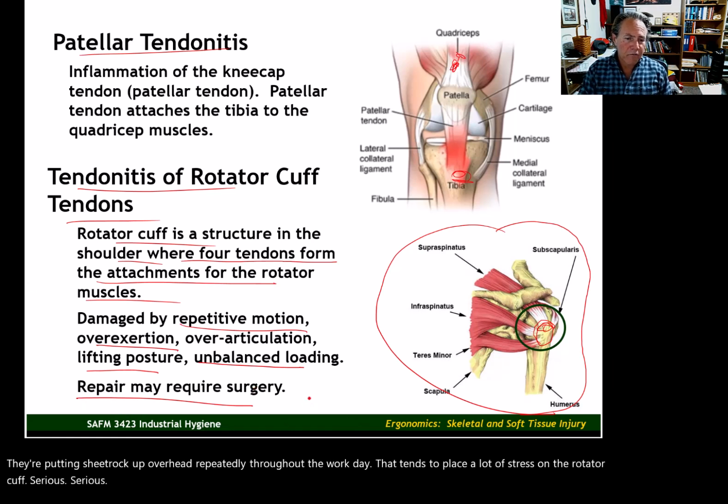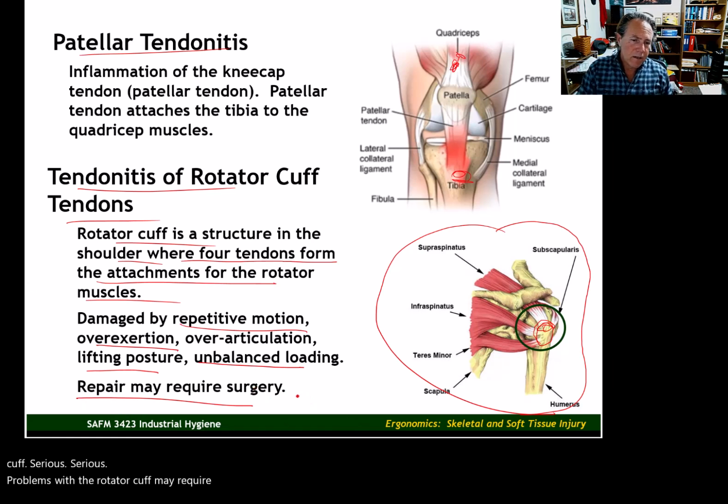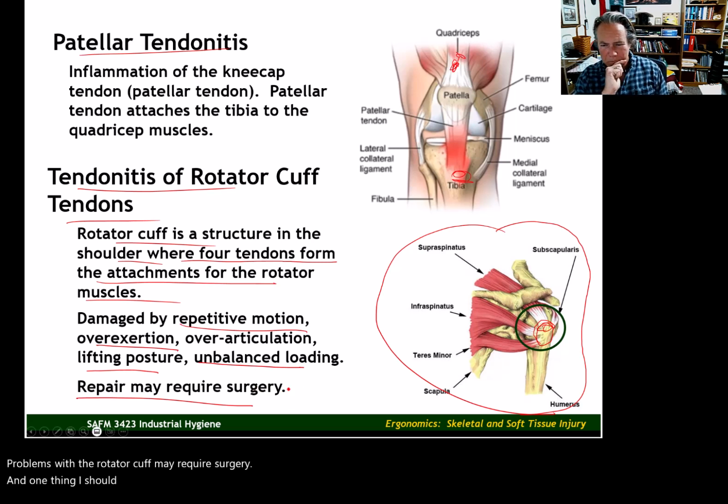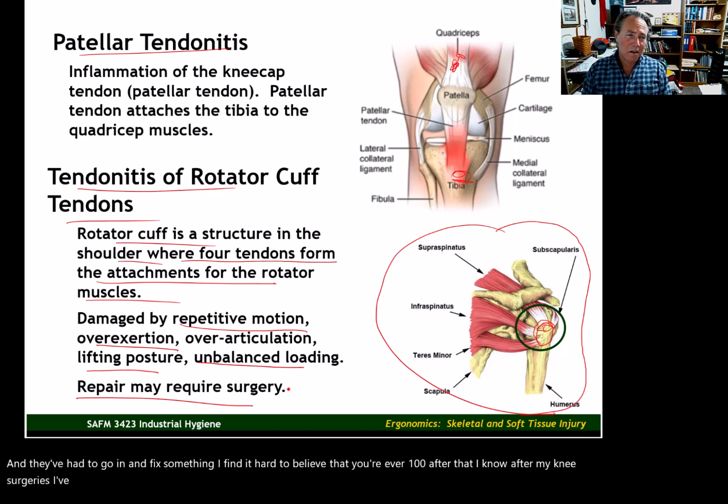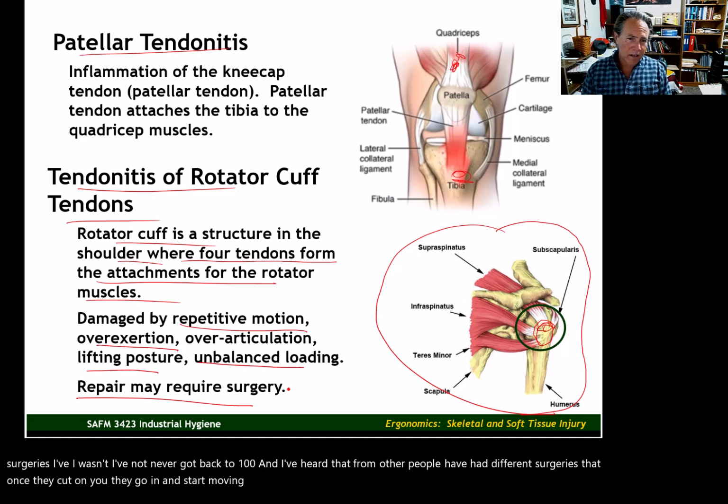Serious problems with the rotator cuff may require surgery. And one thing I should say about surgery, and again, a lot of people would disagree with me on this. Once you've been cut on and they've had to go in and fix something, I find it hard to believe that you're ever 100% after that. I know after my knee surgeries, I never got back to 100%, and I've heard that from other people who have had different surgeries, that once they cut on you, they go in and start moving stuff around or tying things up or sewing things up, you're never back to where you were before.